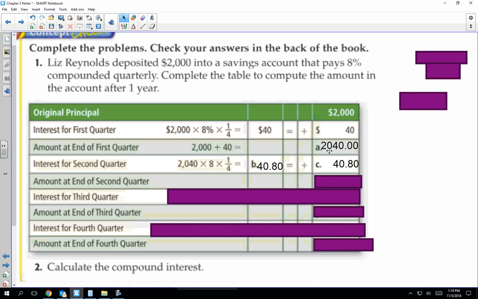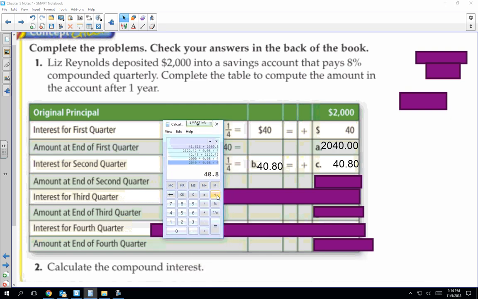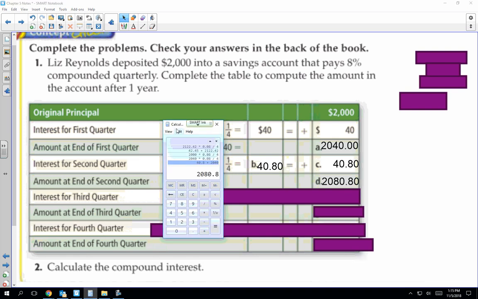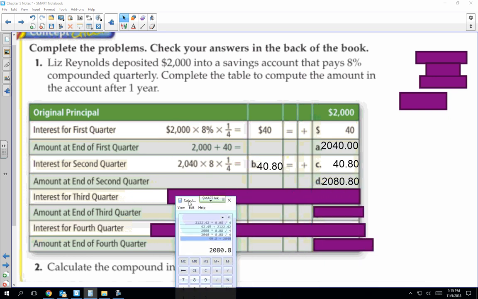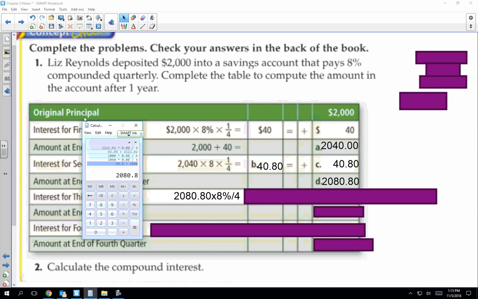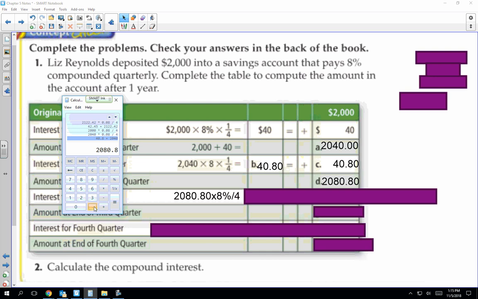Then we take that $40.80 and we add it to our previous amount. So we're going to take 40.80 plus 2040. And we get $2,080.80. So we're going to take that amount, $2,080.80. We're going to times it by 8% and divide it by 4.